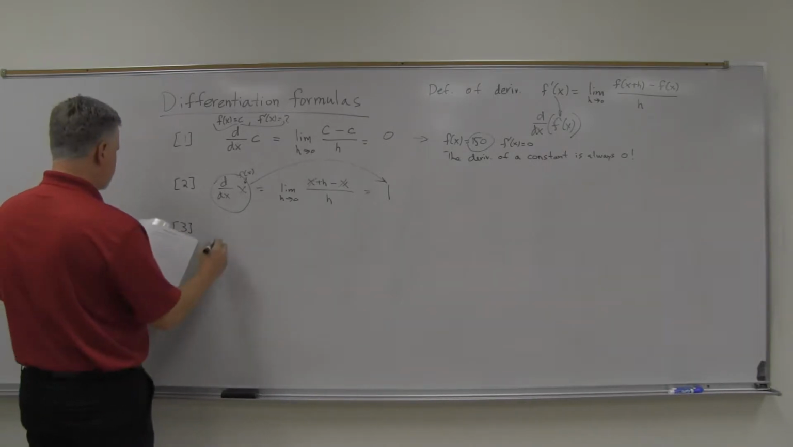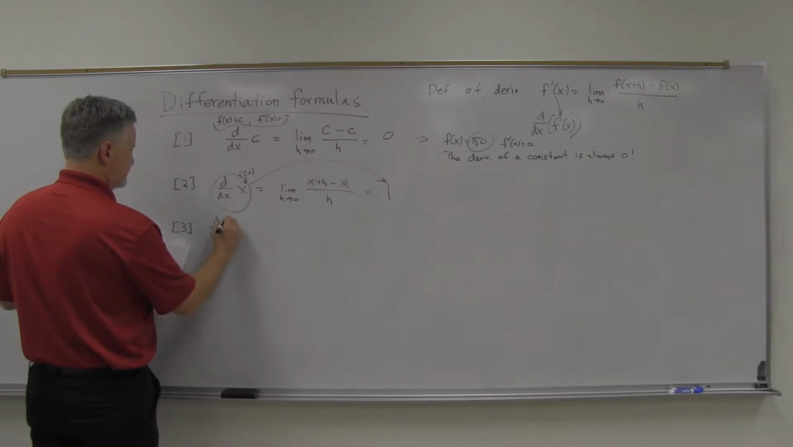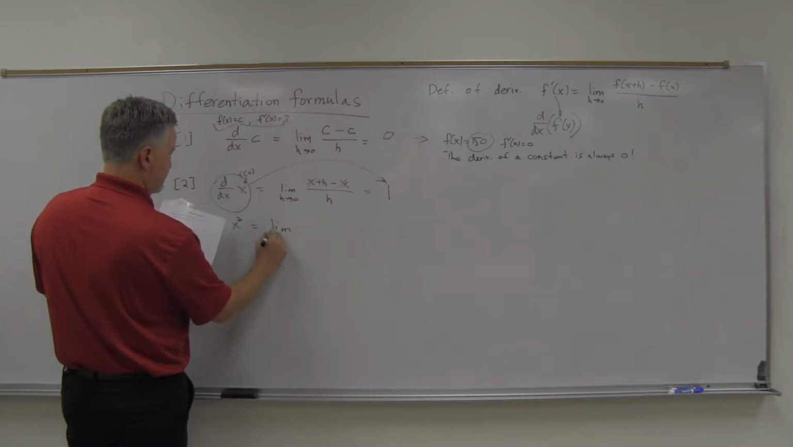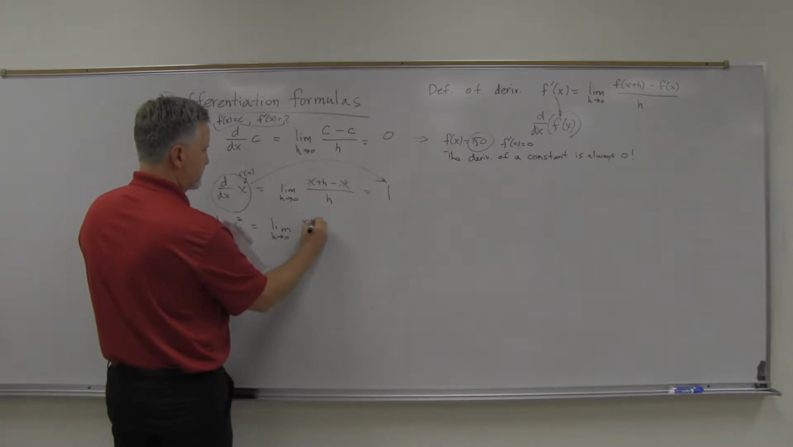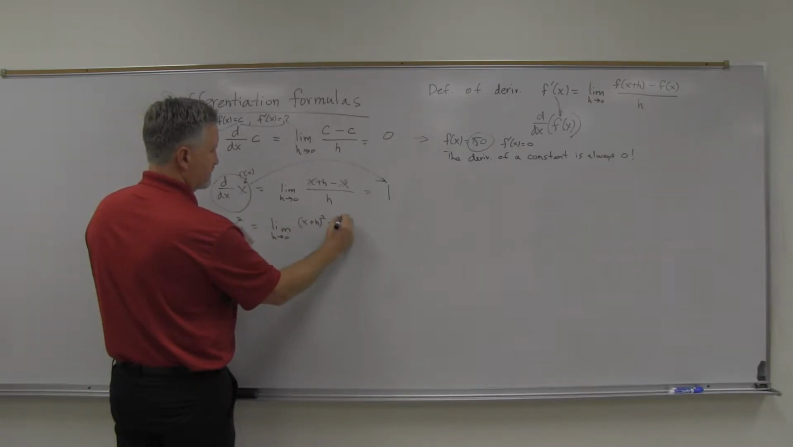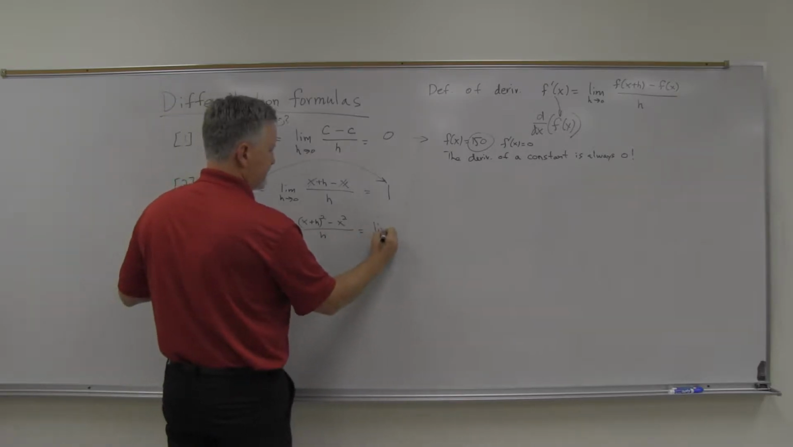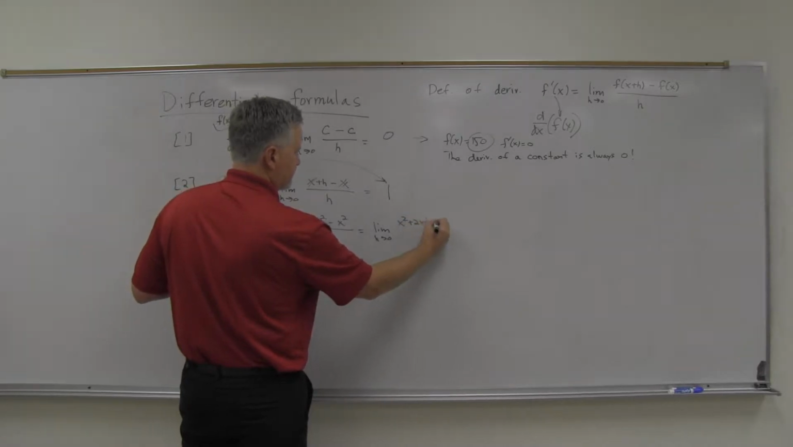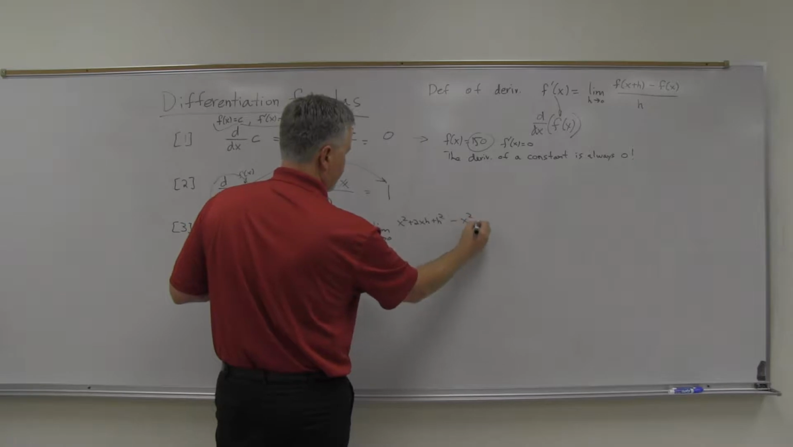All right. Number 3 is d dx of x squared. Well, we've got this all written, so it's the limit as h approaches 0. My f of x is x squared, so it'd be x plus h squared minus x squared over h. Well, you fold that out, you get the limit as h approaches 0 of x squared plus 2xh plus h squared, which is what you get if you square that out, then minus your x squared, over h.